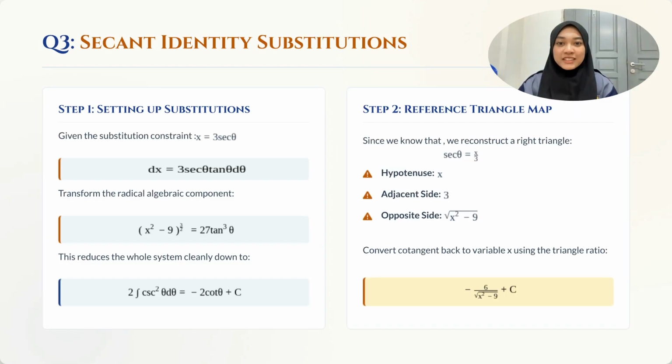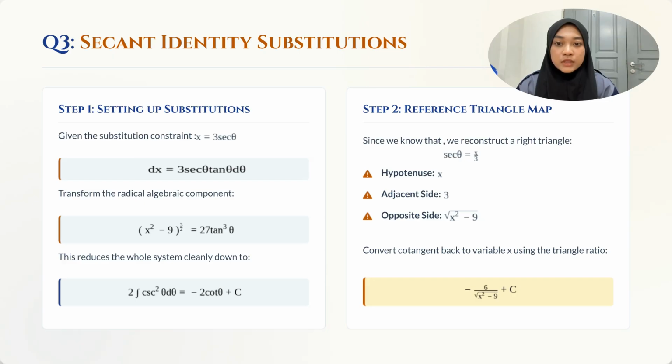Moving on to question 3, we evaluate the integral of 6x divided by the quantity x squared minus 9 to the power 3 over 2 dx via trigonometric substitution using x equals 3 secant theta. First, we find the differential element dx equals 3 secant theta tangent theta d theta.